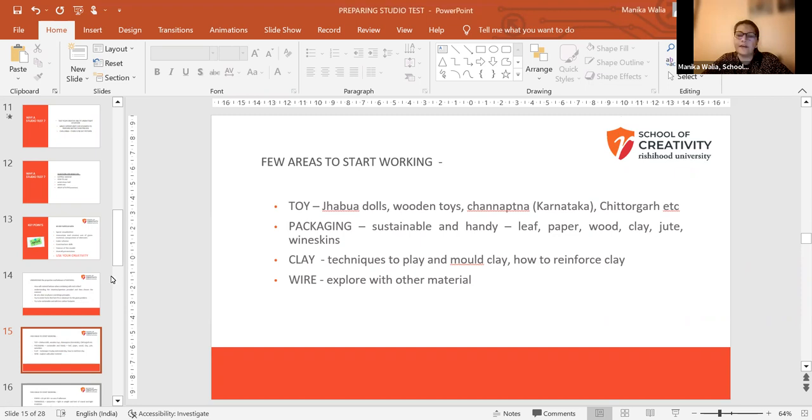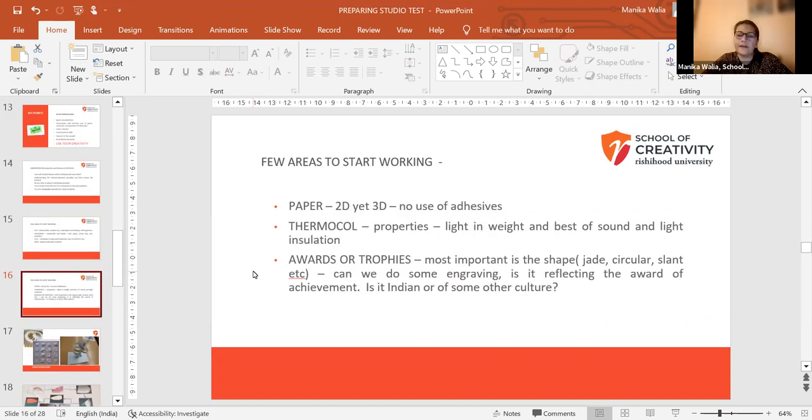So paper, if you were to start working, maybe you can label the paper as three-dimensional, and then we don't want to use any adhesive, or you come out with a structure, maybe thermocol. Again, it's very lightweight, the property is that it's lightweight. And then it is an insulation for sun and light. So maybe pick up on these properties while working.